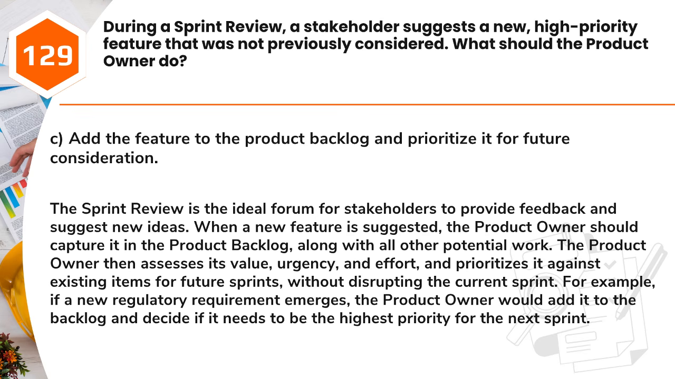Answer: C. Add the feature to the product backlog and prioritize it for future consideration. The sprint review is the ideal forum for stakeholders to provide feedback and suggest new ideas. When a new feature is suggested, the product owner should capture it in the product backlog, along with all other potential work. The product owner then assesses its value, urgency, and effort, and prioritizes it against existing items for future sprints, without disrupting the current sprint. For example, if a new regulatory requirement emerges, the product owner would add it to the backlog and decide if it needs to be the highest priority for the next sprint.